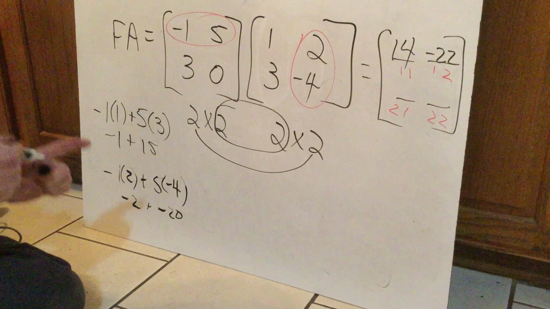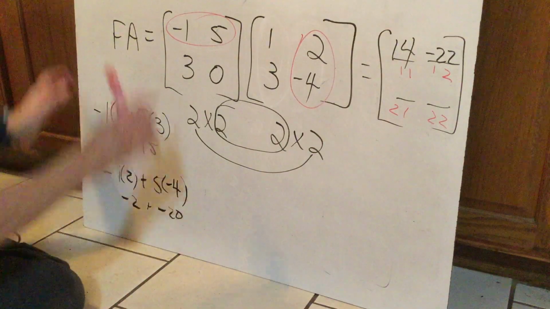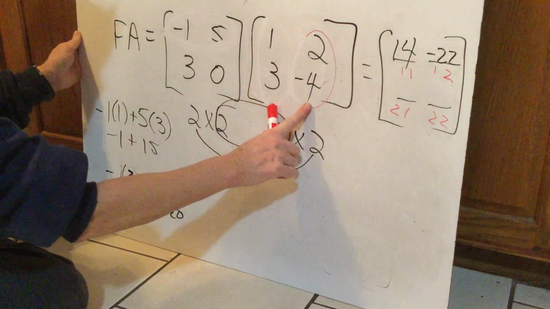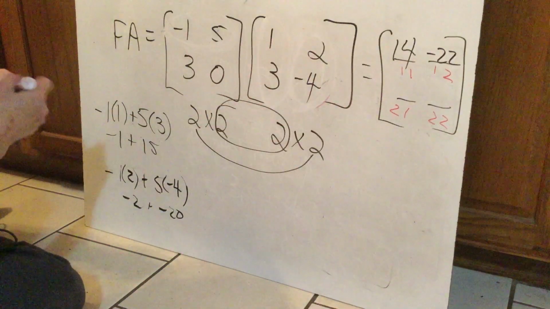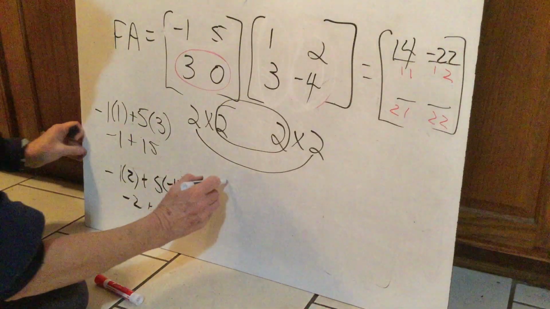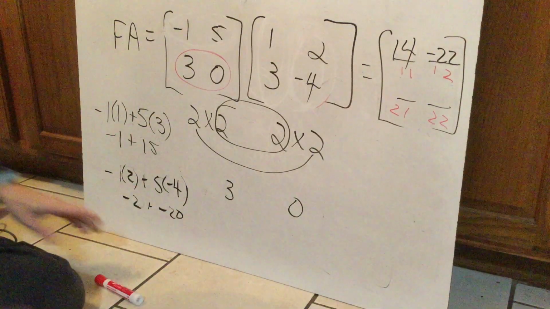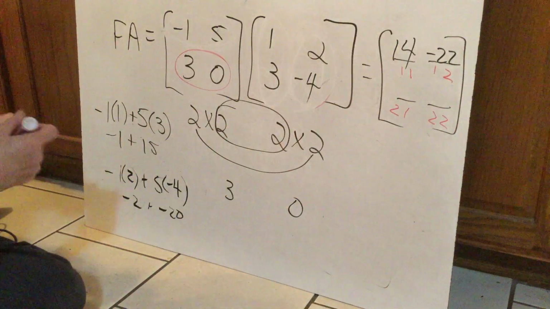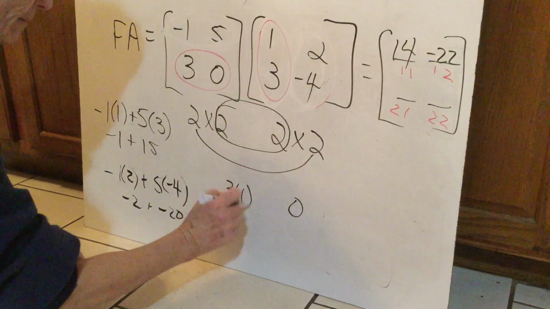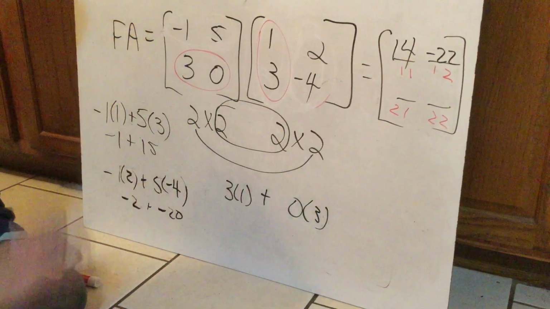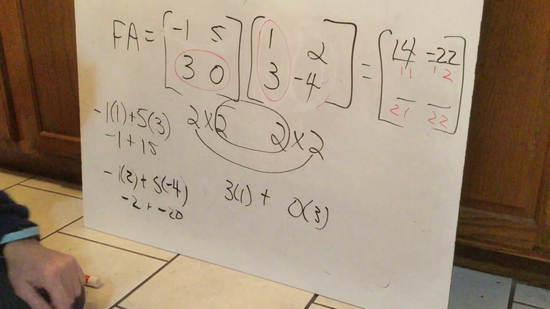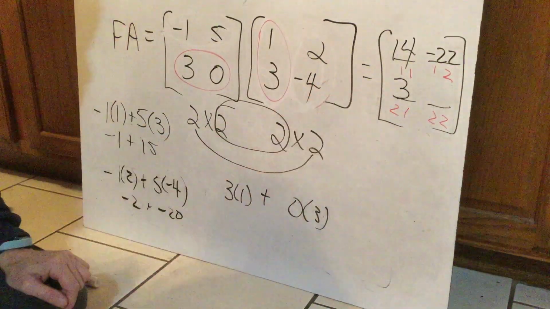Okay, here we go. Now we're ready for that bottom row. And when we're doing the bottom row, of course, now we have to use row 2. So we're going to use this row. So we're going to use 3 and 0 now as our numbers. And for this first one, we're going to use the first column. So we'll be using 1 and 3. So we're going to multiply 3 times 1 and 0 times 3 and add them up. Did you get 3? I hope so.